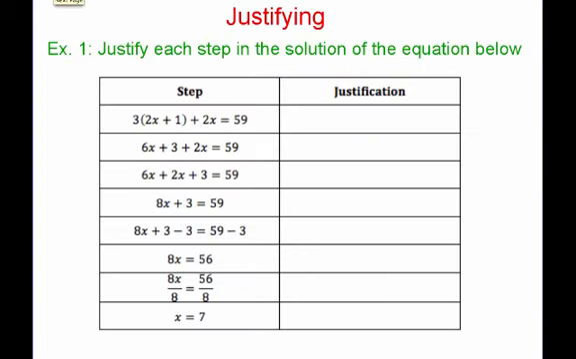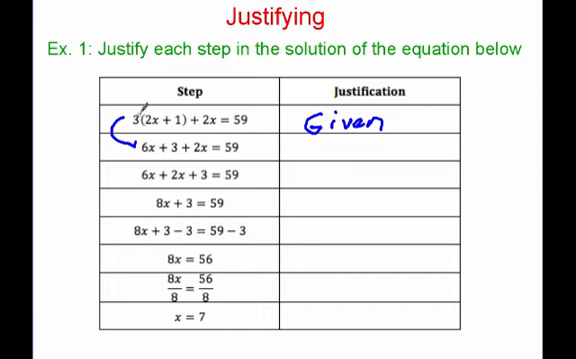Example 1 says, justify each step in the solution of the equation below. So I've got this equation here, 3 times 2x plus 1 plus 2x equals 59. And it's been solved for us, and we just need to go in and fill in the properties that justify each step. First off, this is just our given equation. There's no property. We just say given.